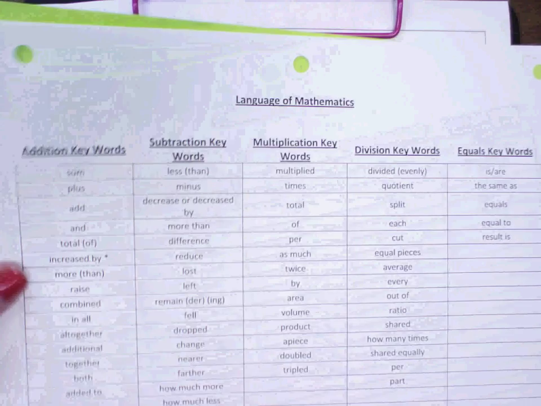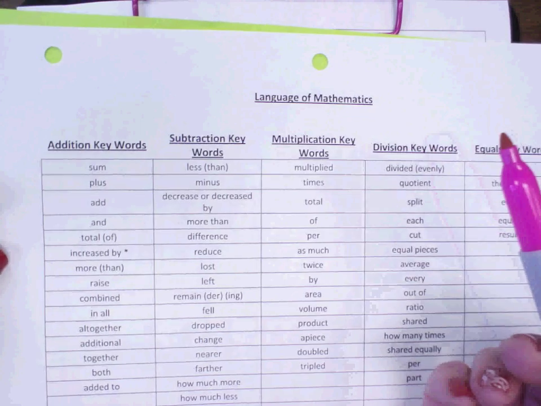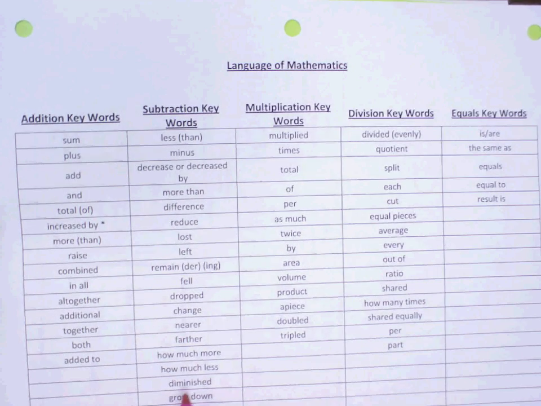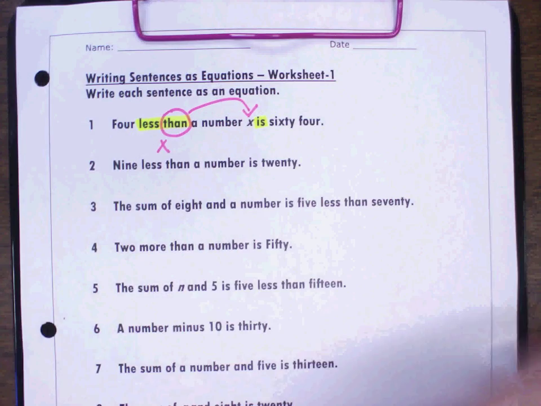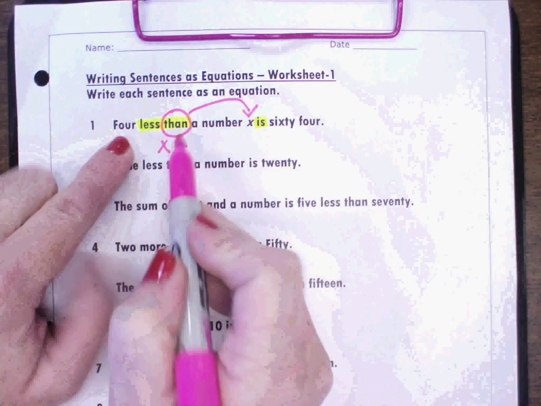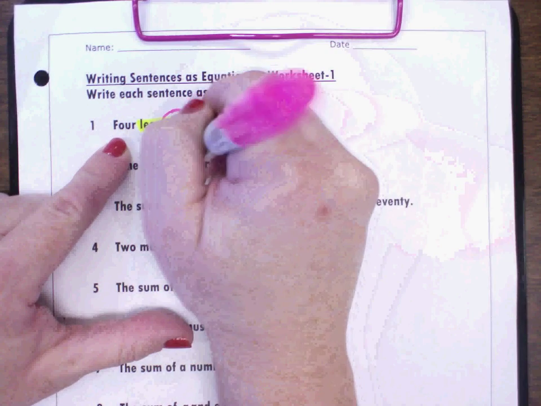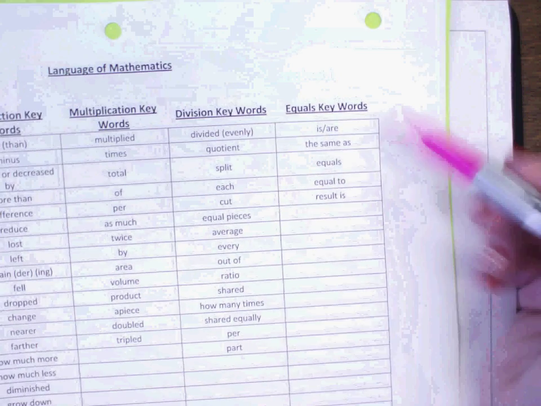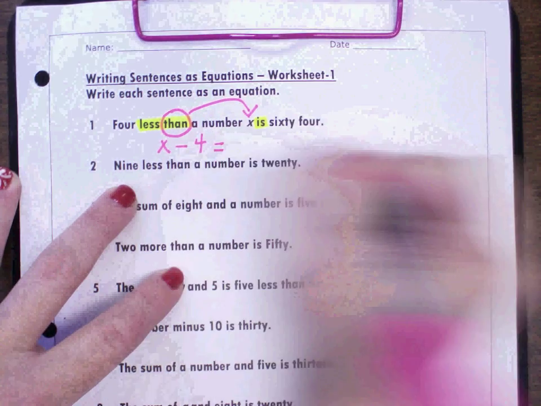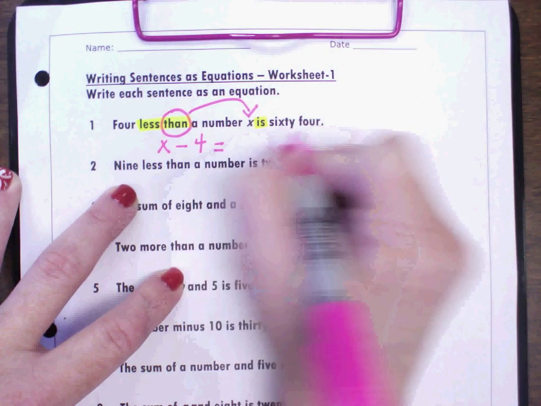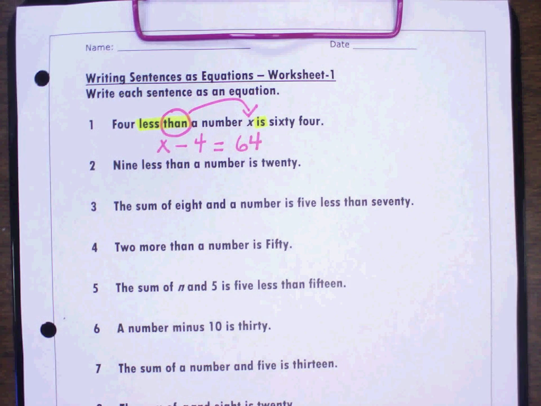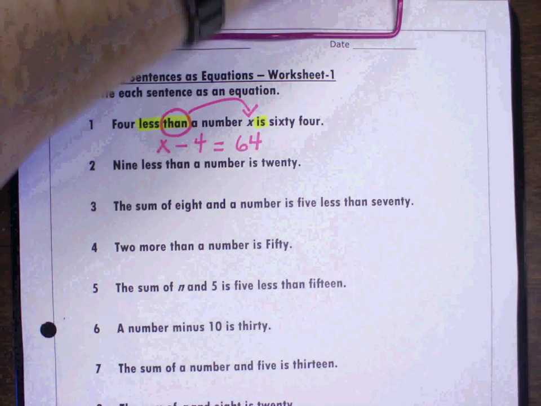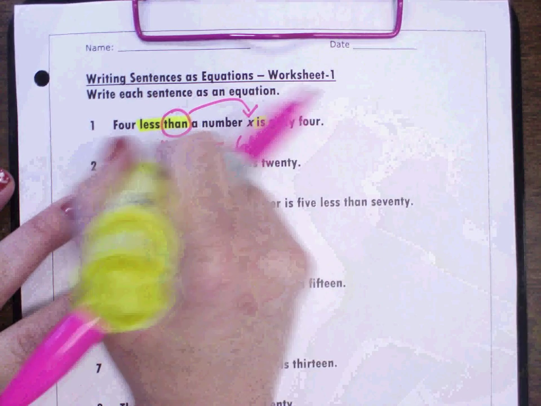What does less than mean? Look at your cheat sheet. It means minus, right? So how much am I going to take? 4. What does the word is mean? That's your equal sign. Very good. And how much does it equal? 64. And you're done. We're not solving, we're just writing. Are we good? All right. Let's go to the next one.